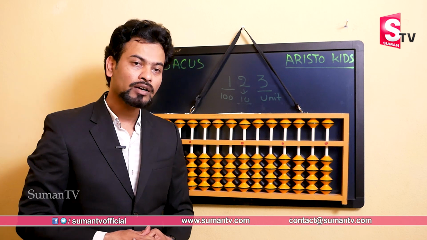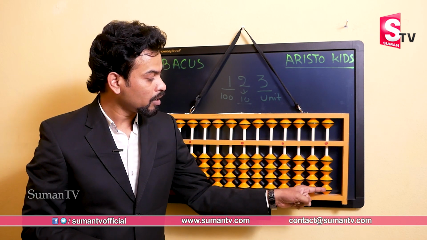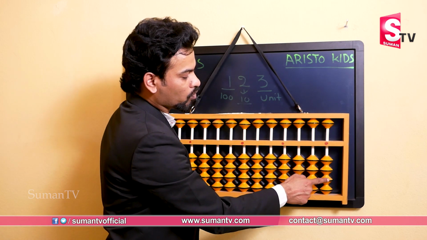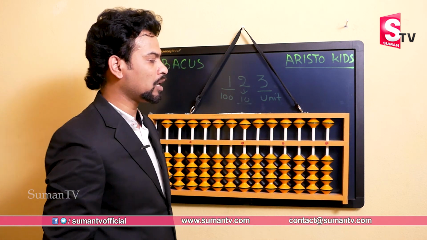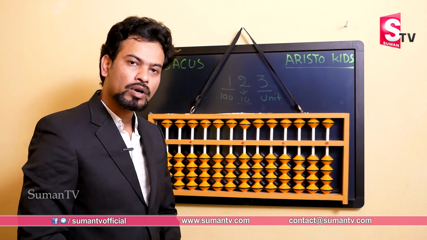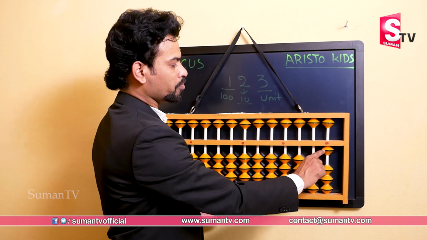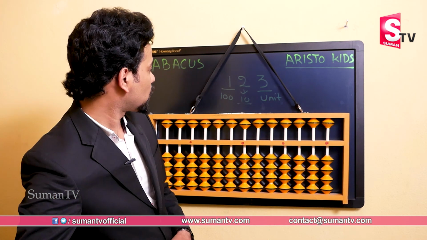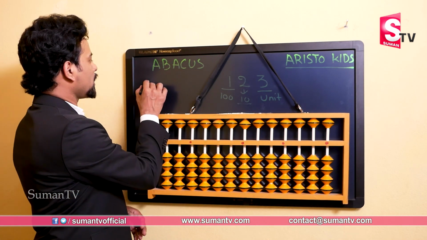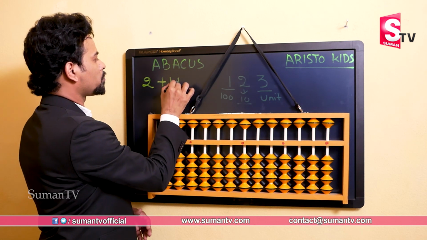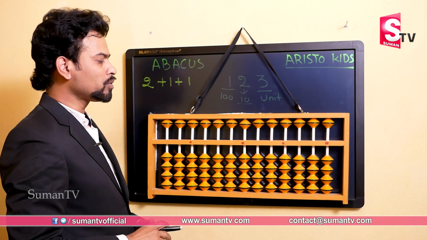So this is the use of the beads in the unit place. Each lower bead has a value of 1, 1, 1, 1. The upper bead has a value of 5. And the value comes into existence when it touches this beam. So let's do a small calculation. For you I am writing, suppose it is 2 plus 1 plus 1. So how will we do it?